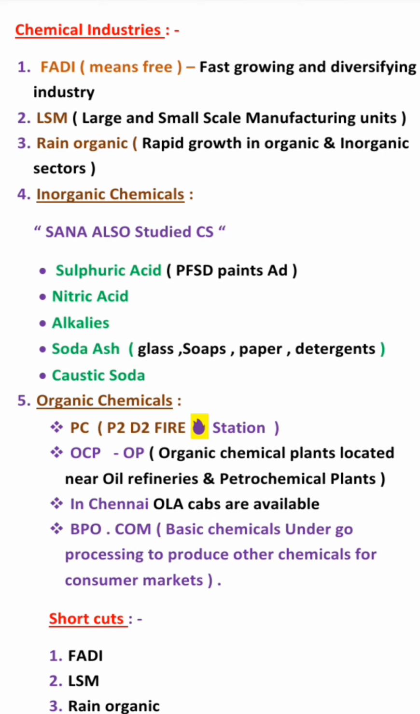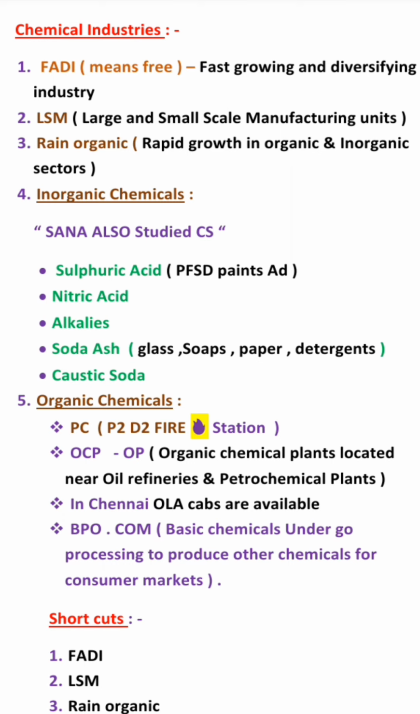Then organic chemicals. Organic chemicals include petrochemicals. PC means petrochemicals. Then OCP, OP, that means organic chemical plants located near oil refineries and petrochemical plants. O refers to oil refineries, P refers to petrochemical plants.